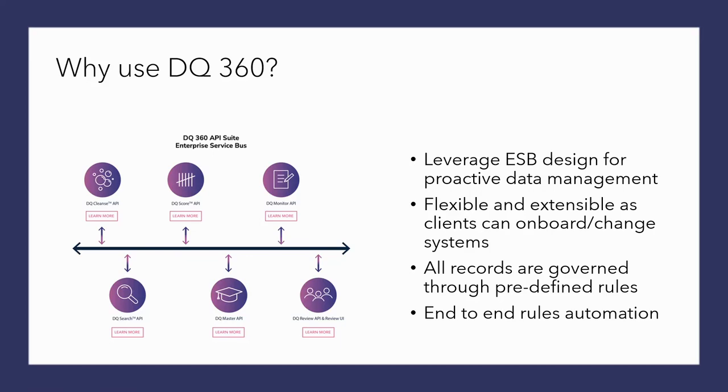And all records are governed through predefined rules. So anything that's coming into the system, there'll be an audit log of what's changed, what's occurred, how things have matched, so that any time that needs to be brought back to the business or rules need to be tweaked, they're there and can be seen. And finally, end-to-end rule automation. And again, I'll talk about this on the next slide with the use case example, and hopefully that paints a better picture.